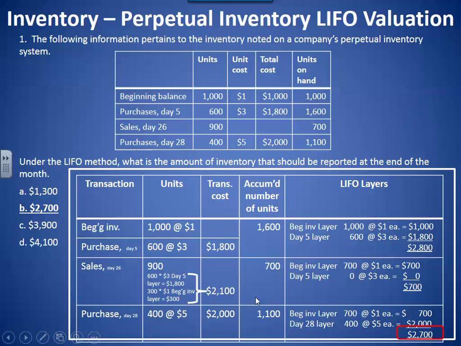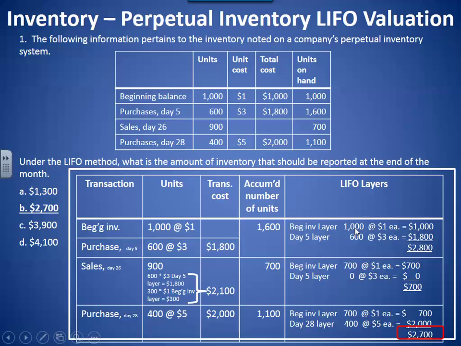So the first thing is we cost out LIFO, the latest cost in first. So in this case, we had the day 5 layer of 600 units. So we take 600 units times $3. That's the cost in that LIFO layer, the day 5 LIFO layer. So that's going to equal $1,800. But we are only able to liquidate 600 units since there's only 600 units in that layer. That means we're going to have to liquidate another 300 units.